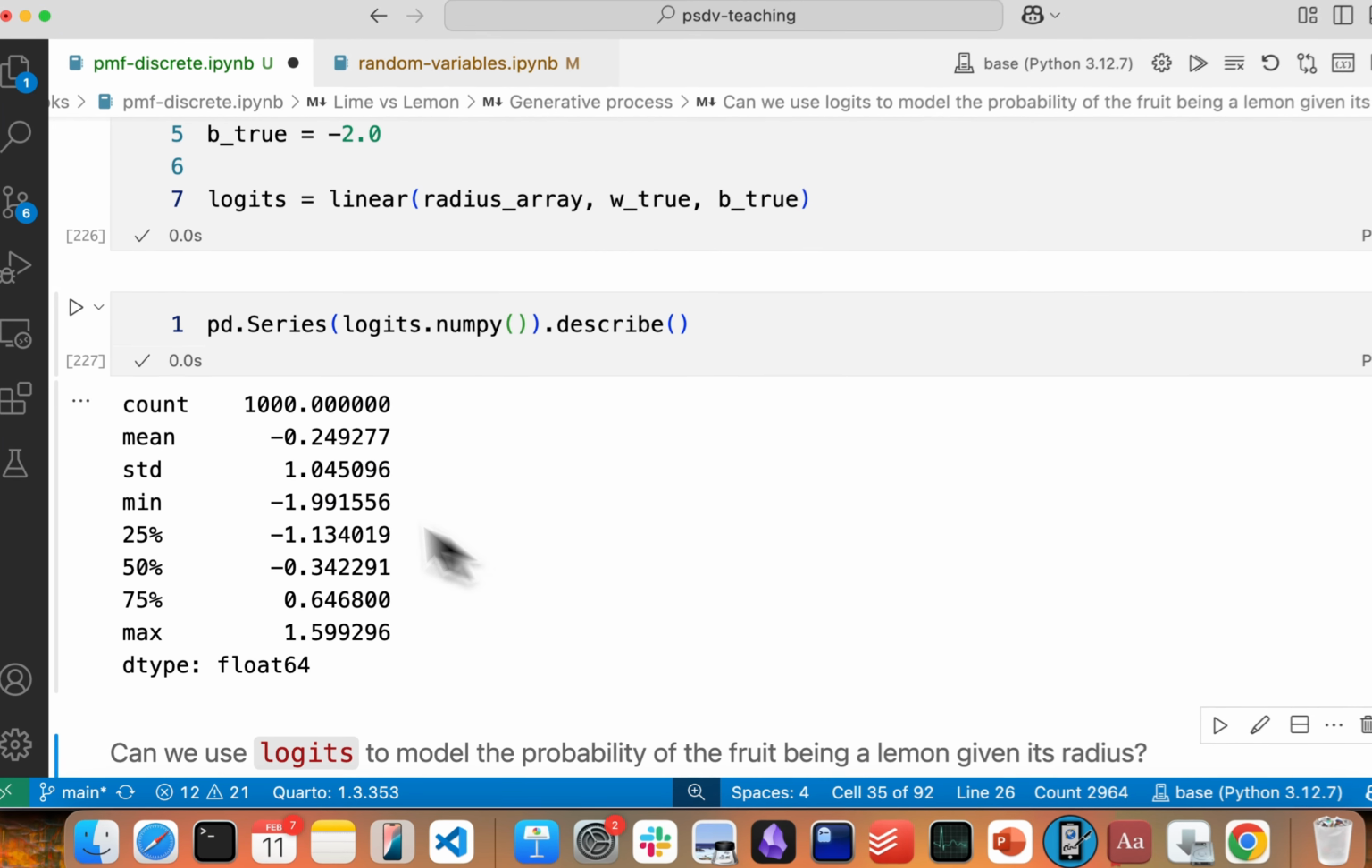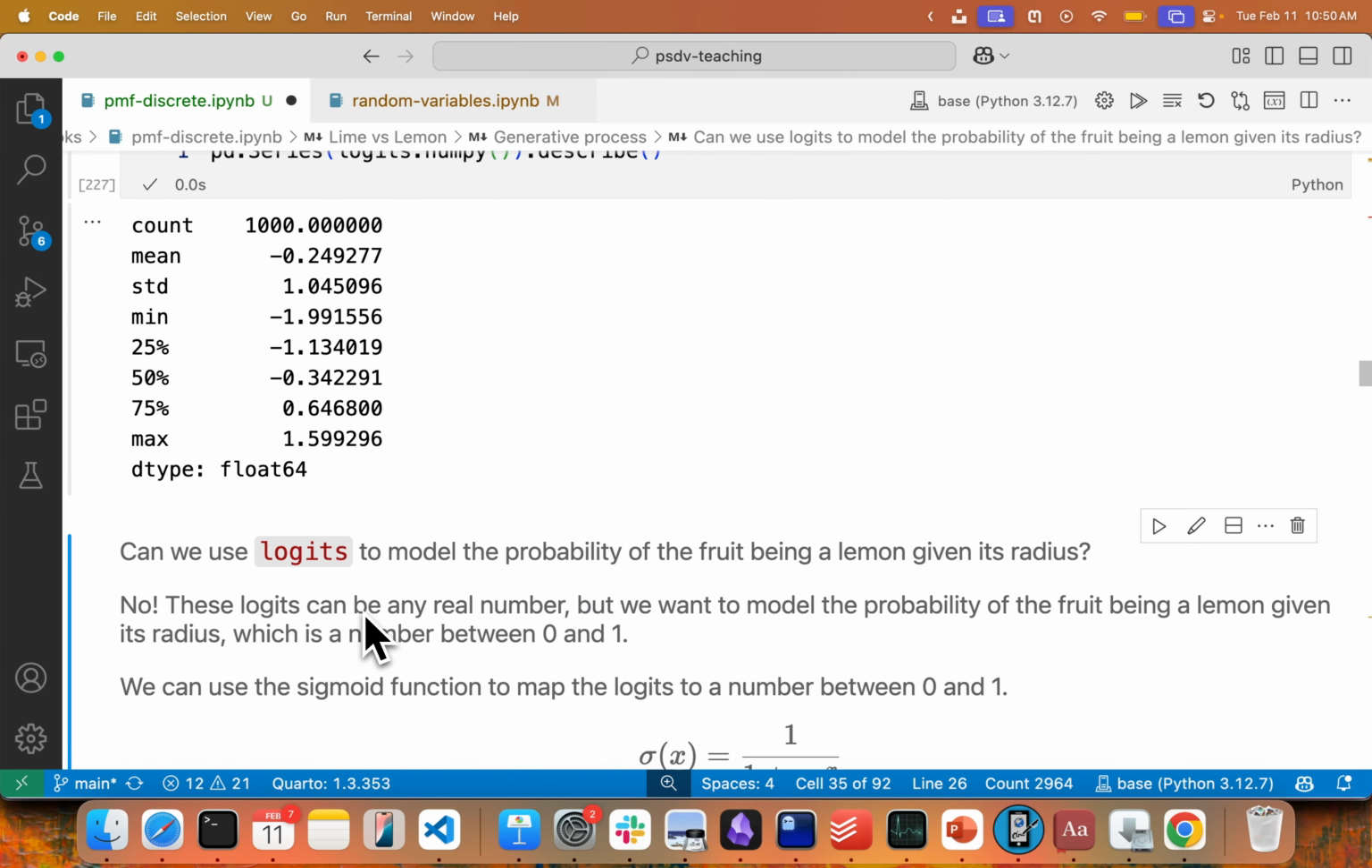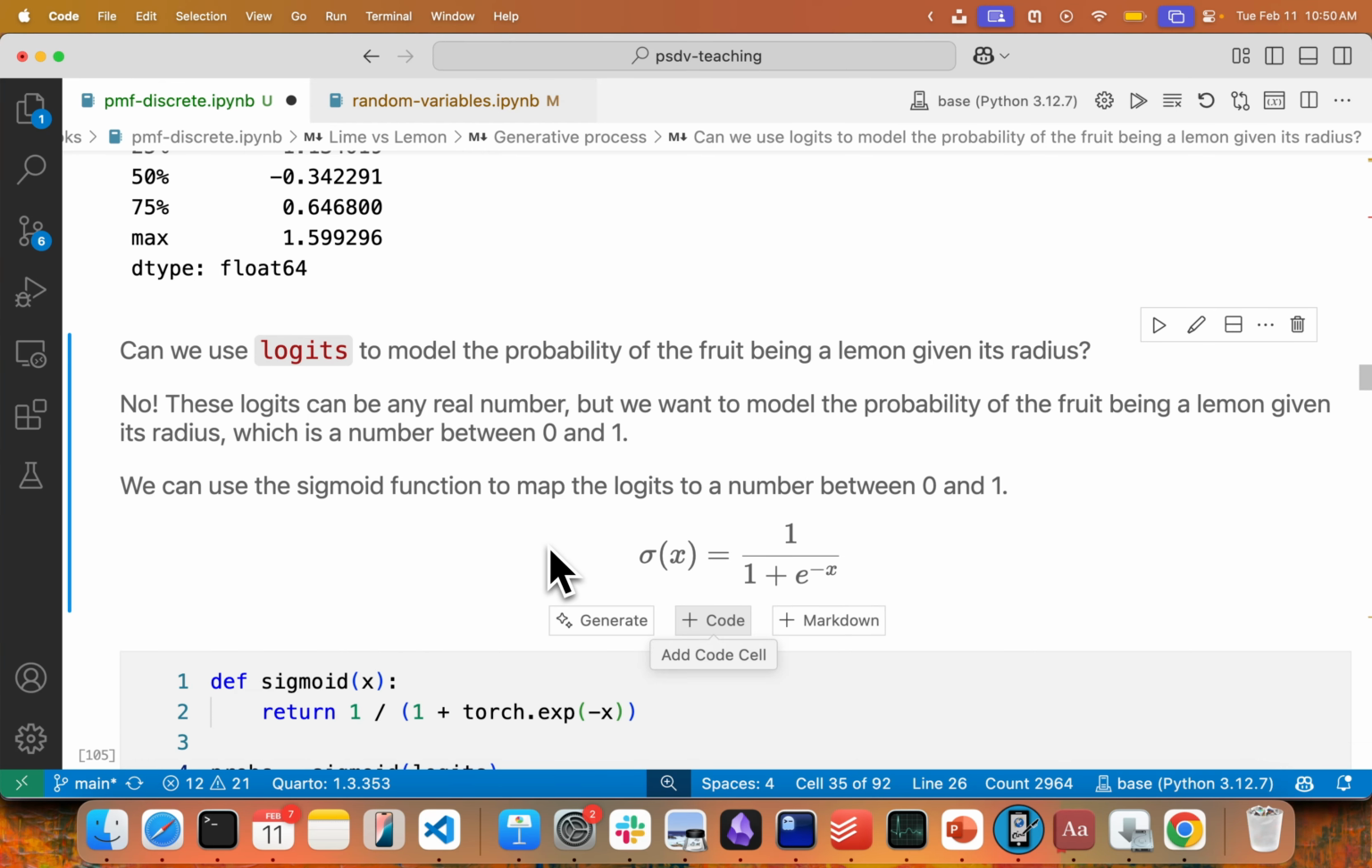For our data set, we get 1,000 values which are varying from minus 2 to plus 1.5. But you could have given any value. If you vary r, you'll get different kinds of values. Now we cannot directly use logits because logits is varying from minus 2 to 1.6. You cannot directly use logits to tell something about the probability of it being a lime or a lemon. We know that fruits which have a bigger radius are more likely to be lemons, but that is all I know. So I will be using something known as a sigmoid function, which maps the logits to probabilities.